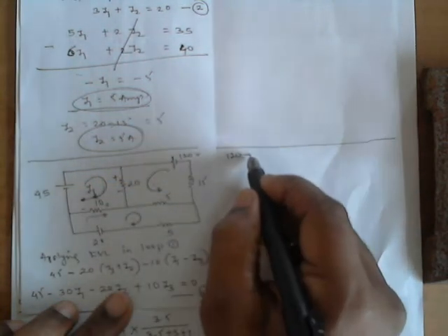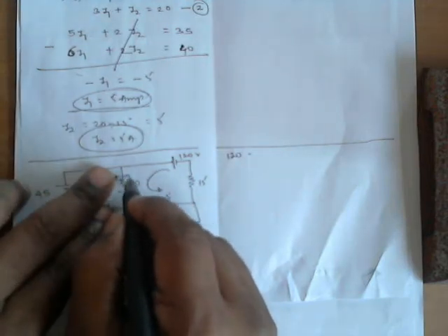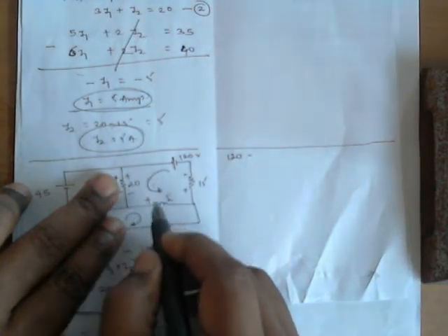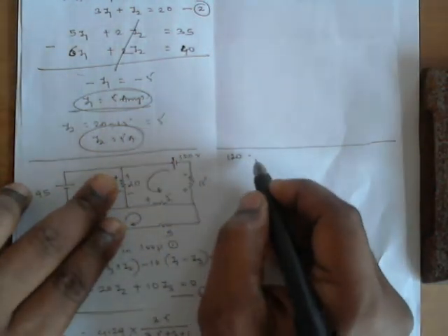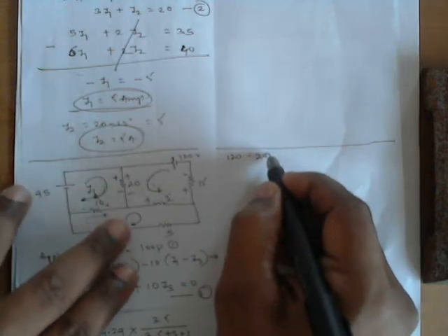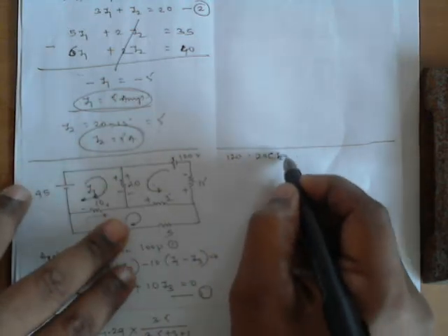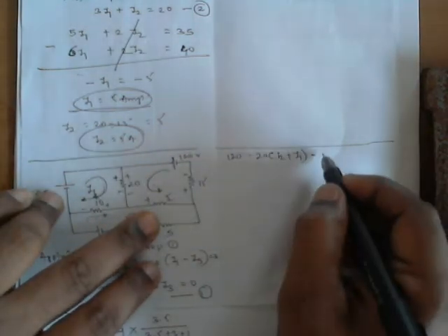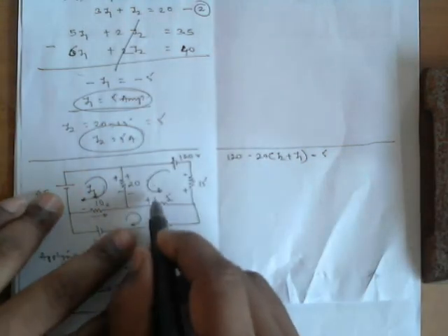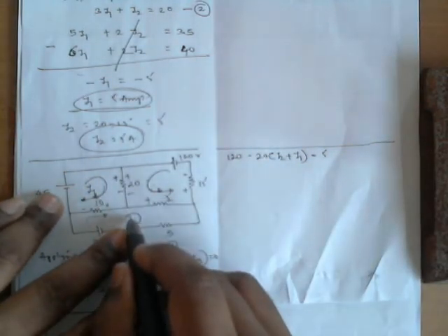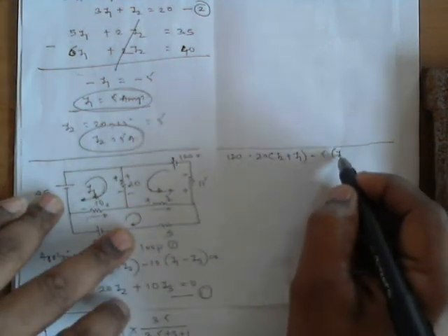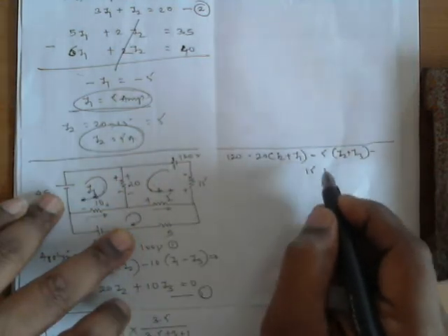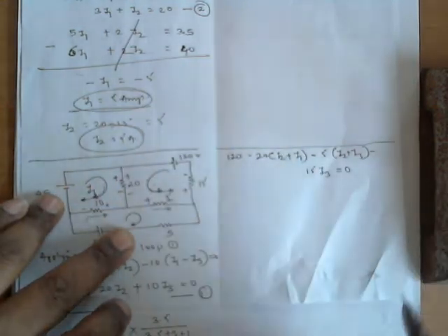From here I will start: 120 minus. Now give directions for this loop, plus minus. Forget about the previous direction. Plus minus plus minus according to the current direction, you have to give the signs. So 120 minus 20 (I2 plus I1), minus 5, now this current is going from left to right and this current is also going from left to right, so 5 (I2 plus I3), minus 15 I3 equal to 0.